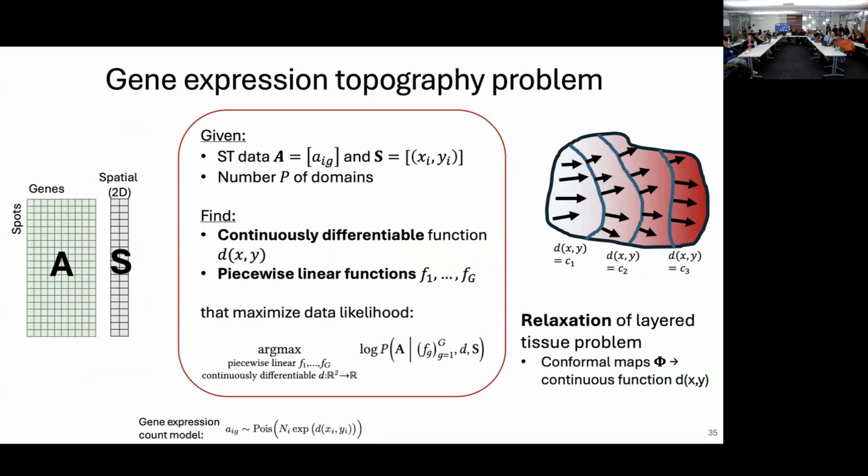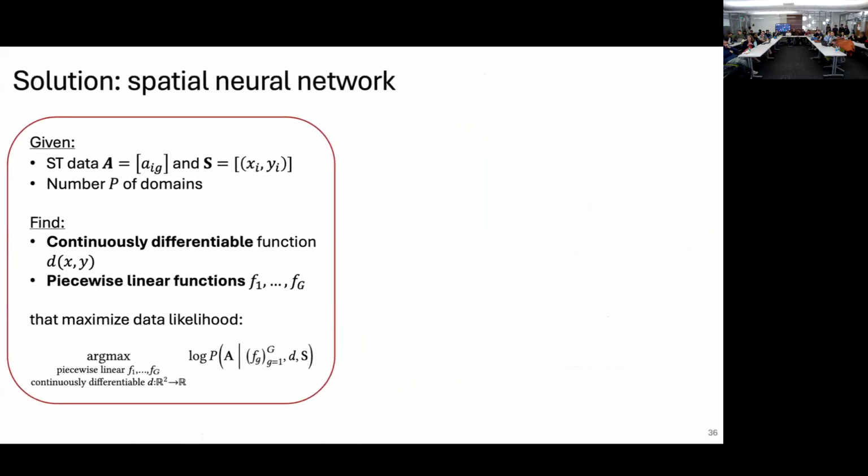And what you can note is that this problem formulation, which we call the gene expression topography problem, is a relaxation of our previous problem, this problem for layered tissue, where we relax the assumption of having these conformal maps, and you instead want to find a continuous function. And one of the nice things about having relaxations of problems is they suggest better approaches for solving a problem. And so here we have a problem where you want to find two functions that maximize a certain likelihood, this functional thing. And in general, if you want to find functions, you can approximate functions with neural networks.